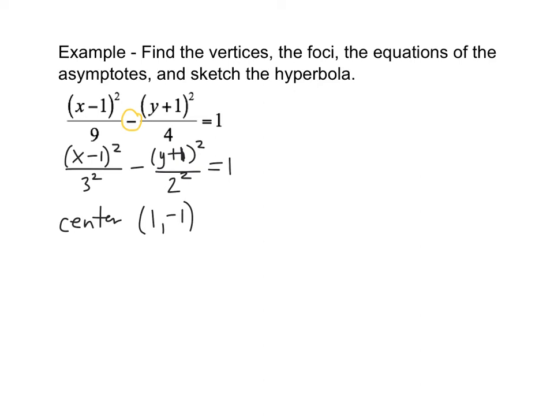It has been moved 1 to the right and 1 down. All right. The example asks us to sketch the hyperbola in addition to finding the vertices, the foci, the equations of the asymptotes. So I took this example out of a textbook, and this is typically the phrasing I see. But even if they don't say sketch the hyperbola, or even if the sketching the hyperbola comes last, I think it's the first thing that you should do.